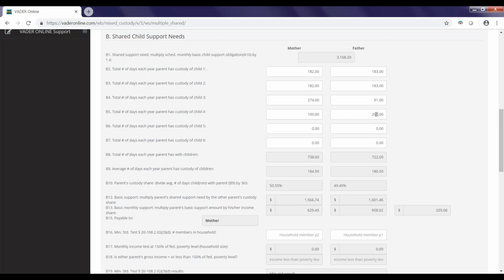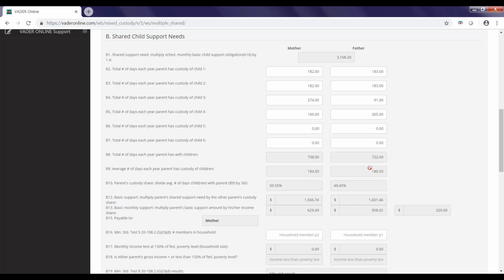Dad has the majority of the custodial time. Still, we're over 90 days. We're in the shared guideline for that 4th child. But again, you can see that the number of days that each of the parties has is different. What the guideline does is add up the total number of days that each parent has for all of the children, and then average it per child. So with mom having the kids a combined total of 738 days divided by 4, the average number of days mom has the child is 184.5.